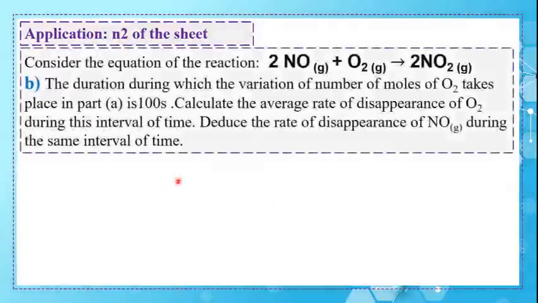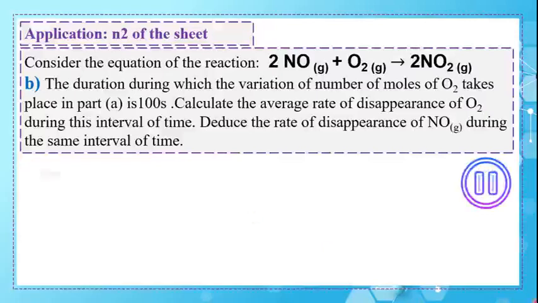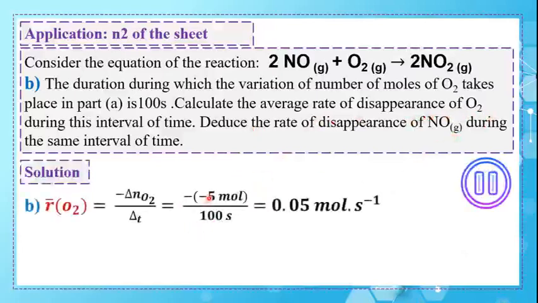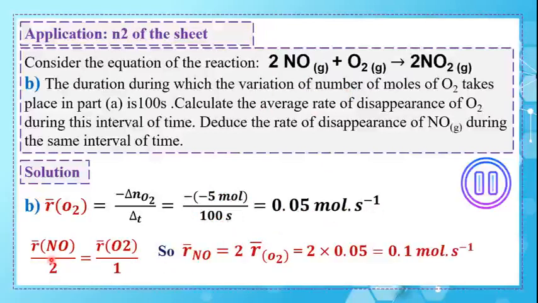Now, part B of the question, please read it very well and take 2 minutes to solve it. Now, to calculate the average rate of disappearance of O2, we write the formula. The average rate of disappearance of O2 is equal to minus delta n of O2 over delta T, minus, since O2 is a reactant, so minus minus 5 mol over 100, we get 0.05 mol second minus 1. And the average rate of disappearance of NO will be equal to 2 times that of O2, which is 0.1 mol second minus 1.